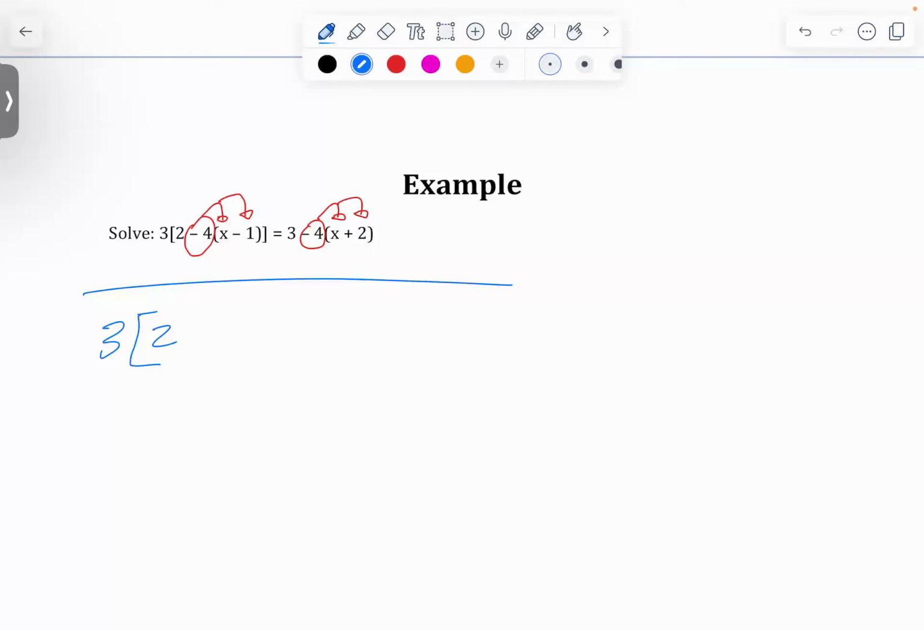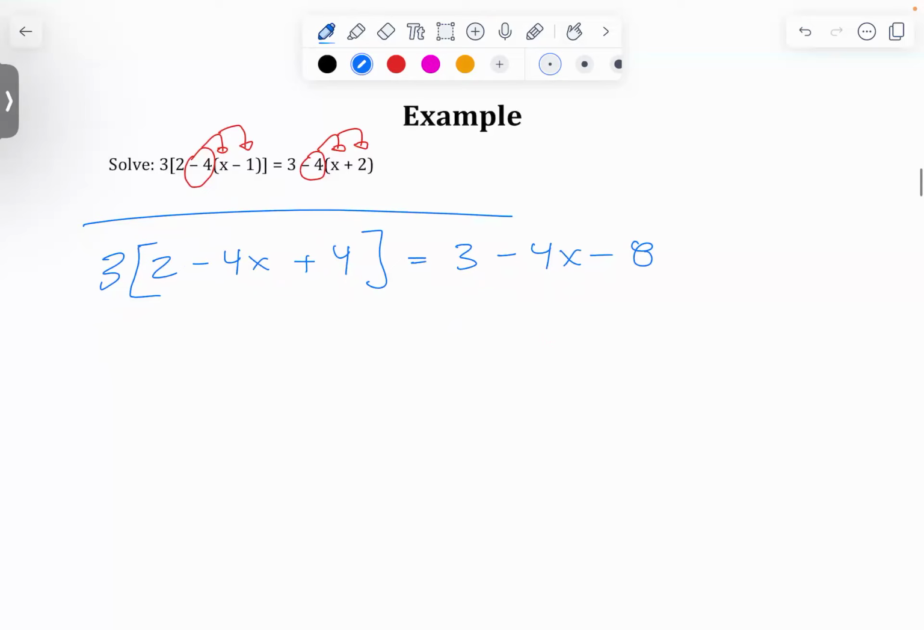So negative 4 times x. Negative 4 times negative 1. Then on the right side, 3, negative 4x minus 8. So I'm rainbowing one piece at a time. Also notice, as I rainbow, I drop my parentheses. That's the whole point: as you rainbow, you slowly eliminate your parentheses.